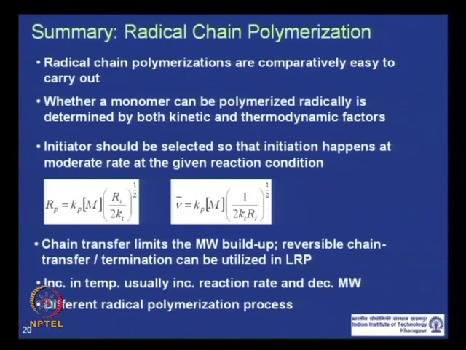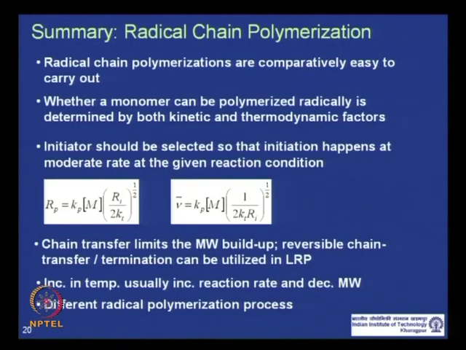Now, the initiator, you should choose in such a way that the reaction happens at a moderate rate. Rather, you should choose your polymerization reaction temperature in such a way that the half life of your initiator is somewhere within your reaction time frame. It should not be too low, so that the reaction is too fast, or too high, so that the reaction is very slow.